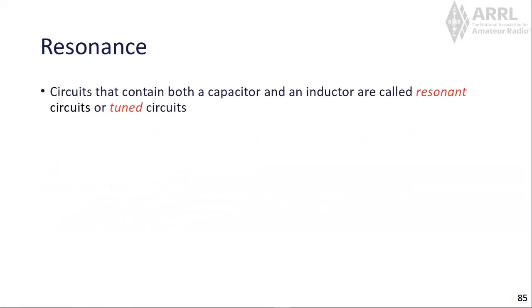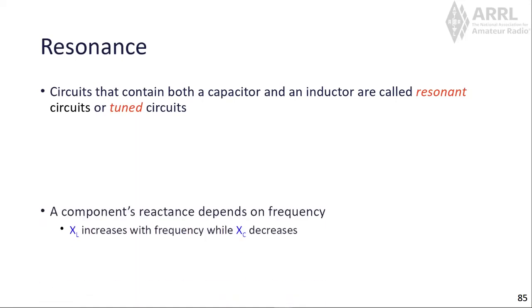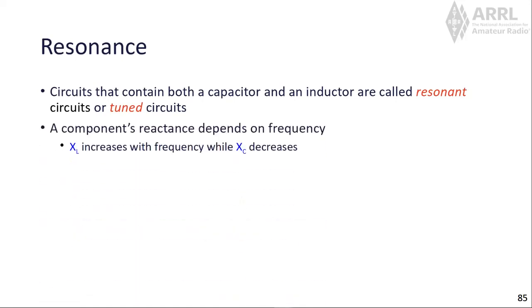Circuits that contain both a capacitor and an inductor are called resonant circuits or tuned circuits. A component's reactance depends on the frequency. This is important to remember. XL, which is inductive reactance, increases with frequency. As the frequency goes up, the resistance increases on an inductor, while the XC, or capacitive reactance, decreases.